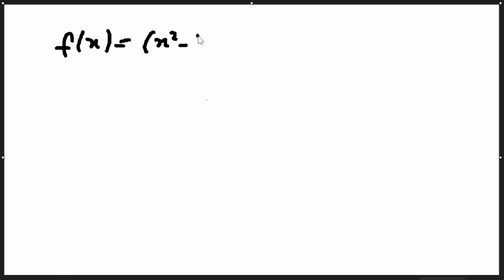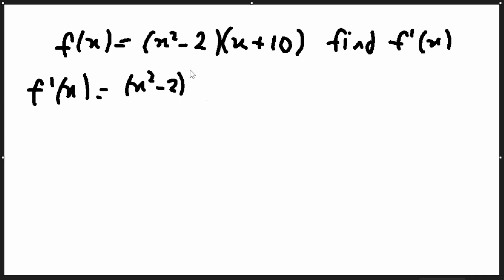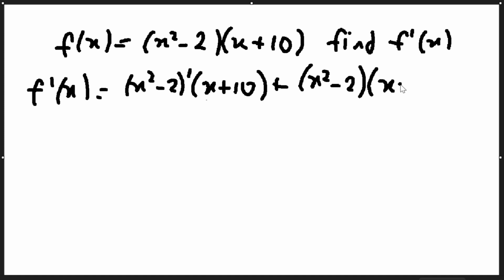So let's solve some questions together. Let's say that f(x) would be (x squared minus 2) times (x plus 10), and we have to find f'(x). So we can apply the rule that was mentioned earlier. f'(x) would be (x squared minus 2)' times (x plus 10) plus (x squared minus 2) times (x plus 10)'. Now we do our differentiation accordingly.